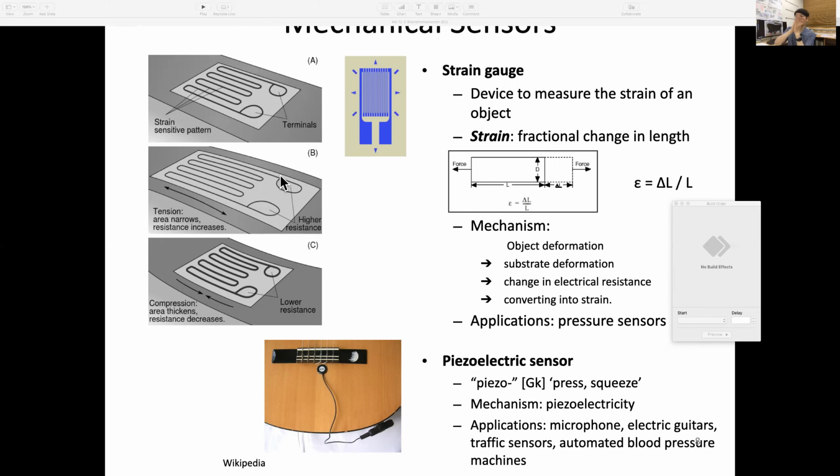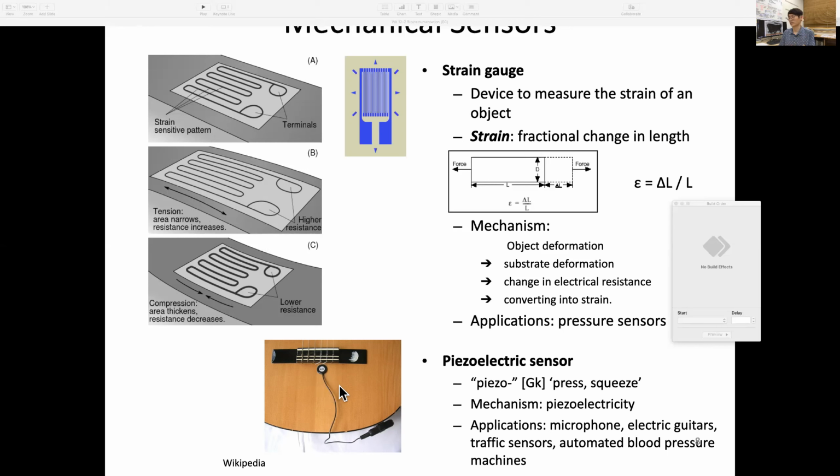When there's, let's say, tension, then it elongates, so the cross-sectional area narrows down. That means electrical resistance goes up. In the compression case, that area becomes thickened, and so the resistance goes down. This very simple principle is being used for measuring strain, and in this case that can be used to measure pressure changes.